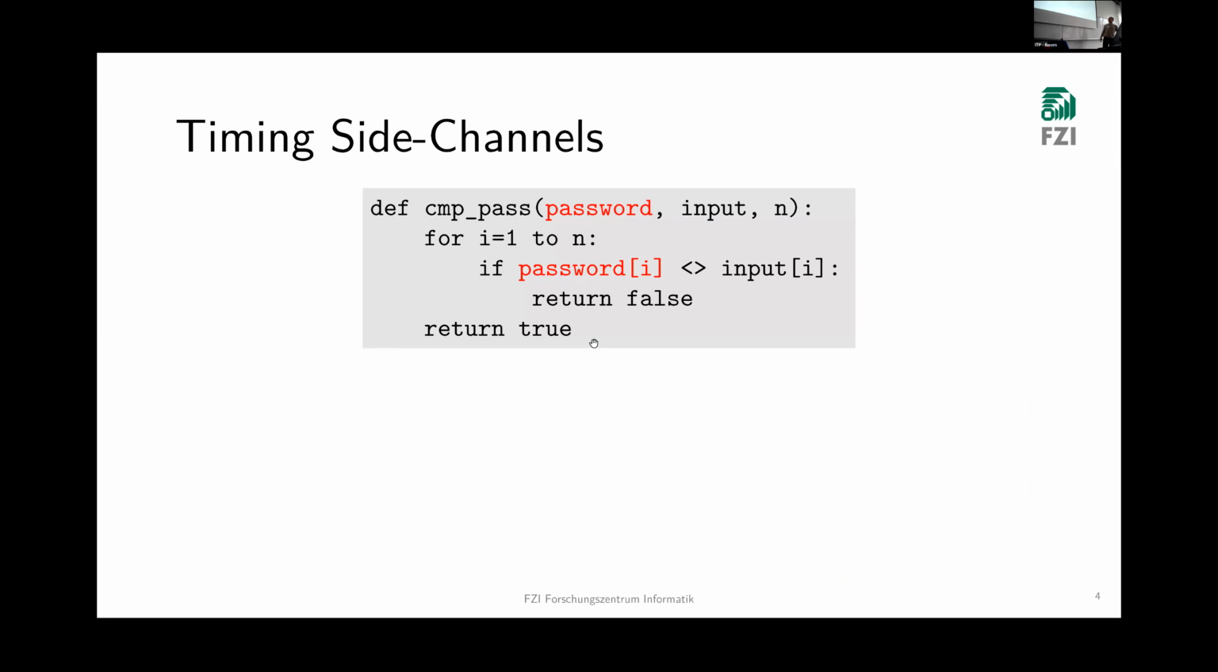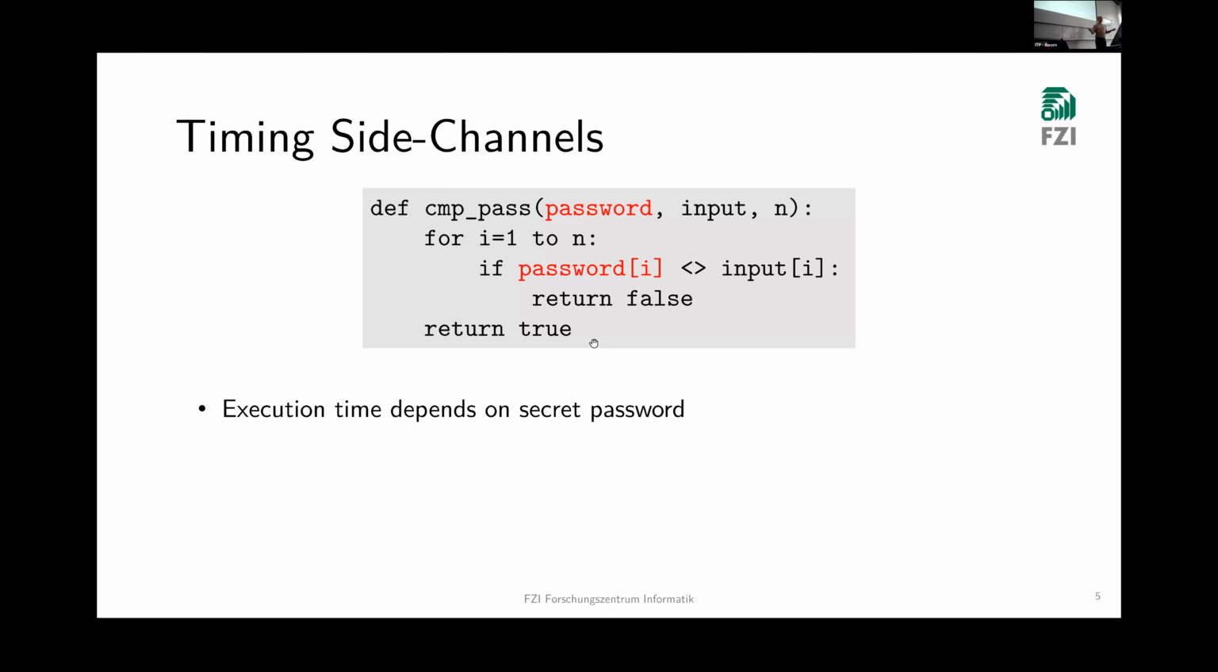Here's a function that compares a password to a user input, character by character. The password is marked in red here because it's secret. The problem with this code is that the amount of time it takes to execute depends on the password, and also on the user input, because depending on how long the matching prefix is, the program returns sooner or later.